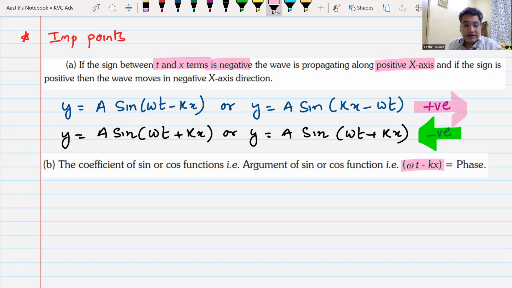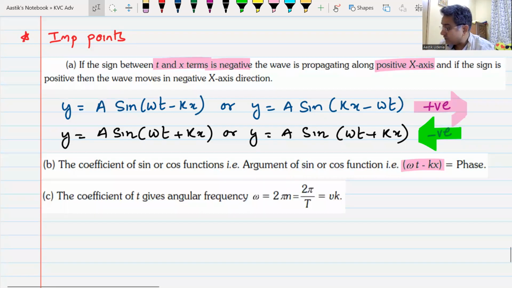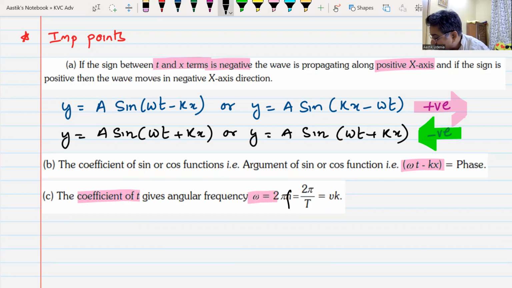Now, very important point here. Point number 3. Whatever you see with t, the coefficient of t, if you just remember this, everything becomes simple. The coefficient of t will always give you omega. Omega is 2 pi into f, where f is the frequency, or it is 2 pi by capital T, or it is v, the wave speed, multiplied by k. All the equations written in one single line. Beauty of this.